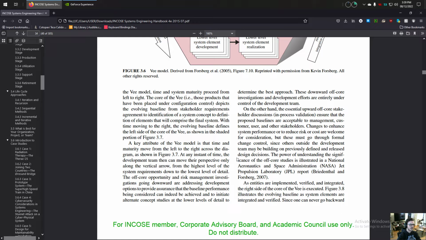Changes to enhance system performance or to reduce risk or cost are welcome for consideration, but these must go through formal change control, since others outside the development team may be building on previously defined and released design decisions. The power of understanding the significance of the off-core studies is illustrated in a NASA JPL Jet Propulsion Laboratory report. As entities are implemented, verified, and integrated, the right side of the core of the V is executed. Figure 3.8 illustrates the evolving baseline as system elements are integrated and verified.